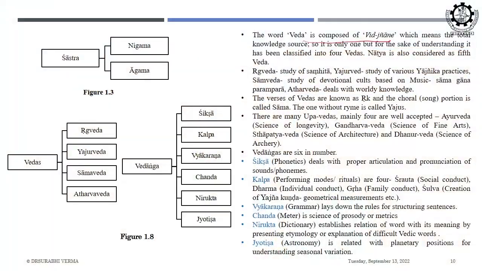And that is what is mentioned here: for the sake of our understanding, this knowledge has been classified into 4 parts, that is 4 Vedas: Ṛgveda, Yajurveda, Sāmaveda and Atharveda. Apart from it, Nāṭya is also considered as one of the Vedas. That is the 5th Veda, because Nāṭya, or the kala of abhinaya, dance, song, singing, are also a kind of knowledge. So that's why they are also considered as the 5th Veda.